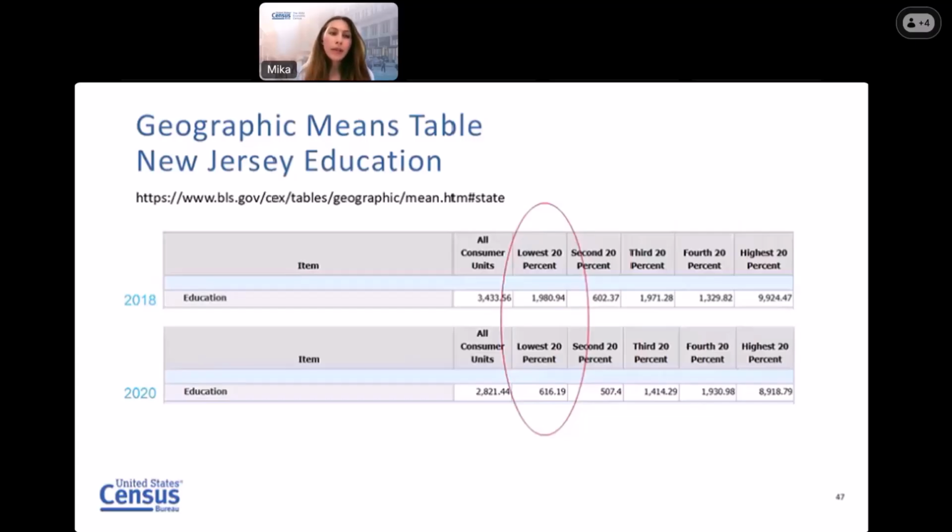And I pulled some data from 2018 as well as 2020. So overall, across all consumer units, there was decreased education spending. And I was curious why that was, because you always hear about the rising cost of education. So I did a little digging and saw that New Jersey implemented a community college opportunity grant in spring 2019, which provided tuition-free community college for 2-year degrees for New Jersey residents.